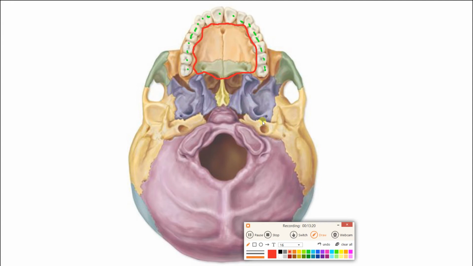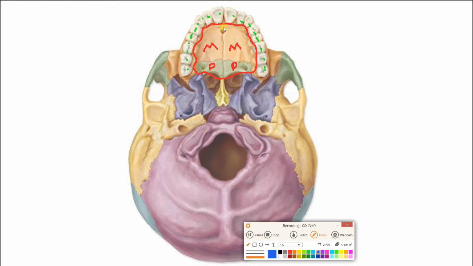Now the hard palate is actually made up of 4 bones. There is a maxilla in the front on each side, so that's 2. Then a palatine bone in the back on each side. We'll deal with the palatine bone in a moment, but right now we're worried about the maxillary bone.